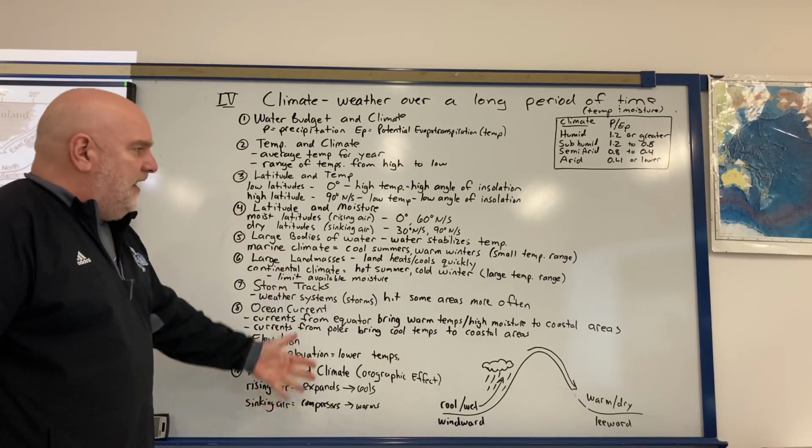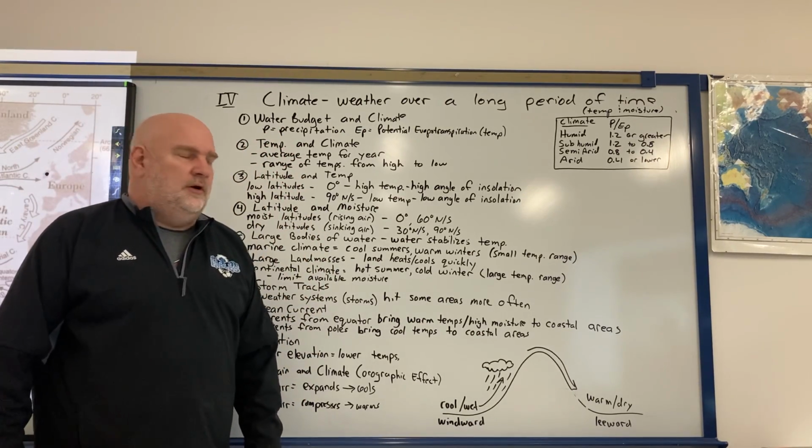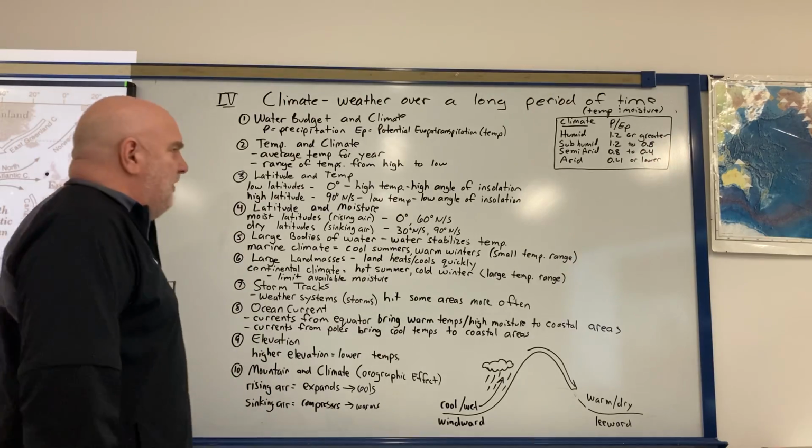So again, the things that determine your climate are precipitation and temperature, or P and T, and these are just a whole bunch of things that can have an effect on your temperature and your moisture, all right? So that is climate.